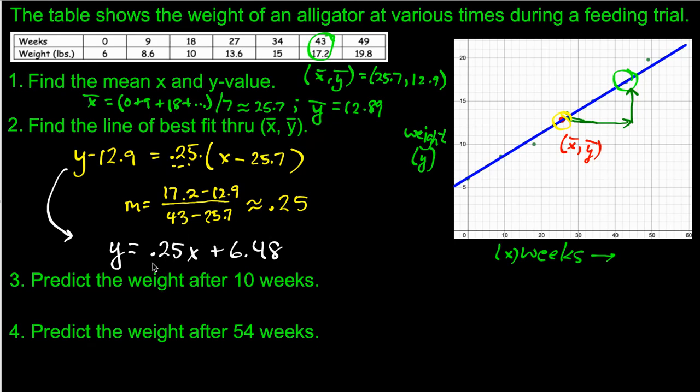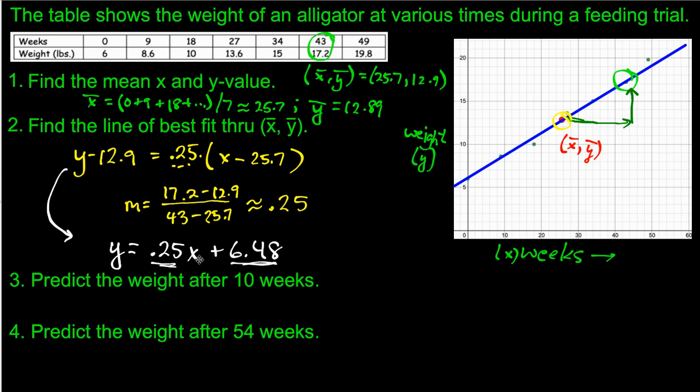What these pieces mean: our slope is if I go over 1, I'm going to go up 0.25. So our slope is our increase in the y value, which is weight, every time I go over 1 in x, which is a week. So this is the change in pounds per week. And then the y-intercept, a lot of times it doesn't have a whole lot of meaning to the problem, but in this case, after 0 weeks, we would expect our alligator to be 6.48 pounds. And that's pretty close to what the data shows. This is a line of best fit, so it's not perfect. But that's how you go about finding the equation.